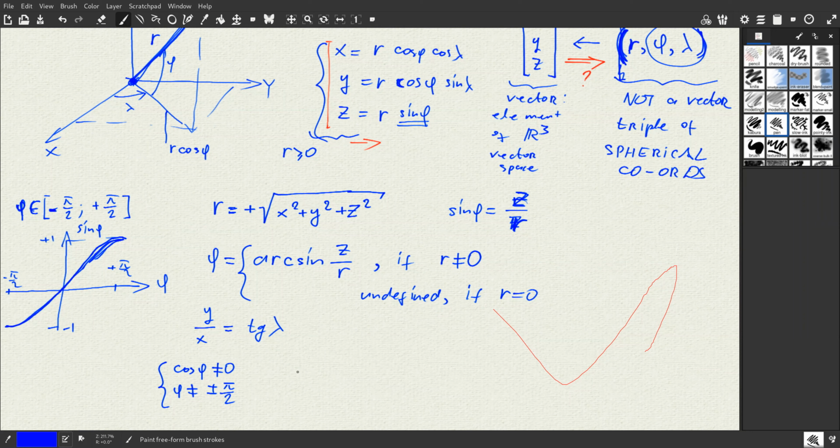And by the way, under another genericity condition, that x is not 0. Otherwise, the left-hand side is not defined. But suppose that we're under this genericity condition. Okay, what is the value for lambda in that case? What is the range of lambda?